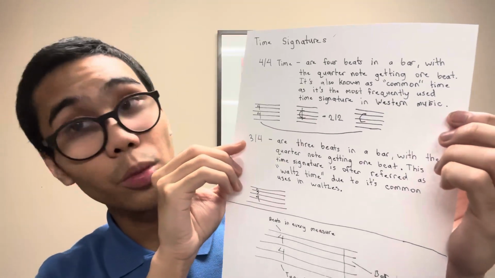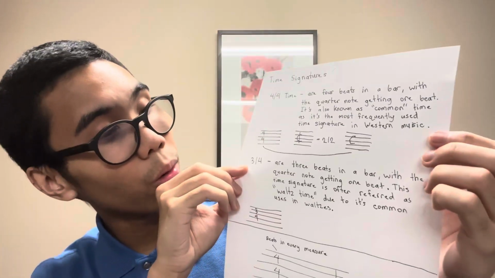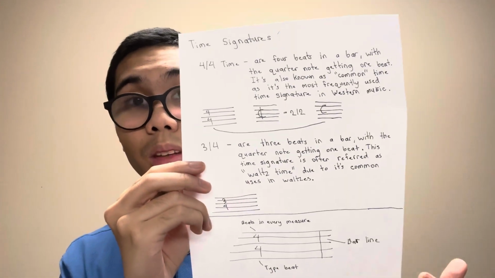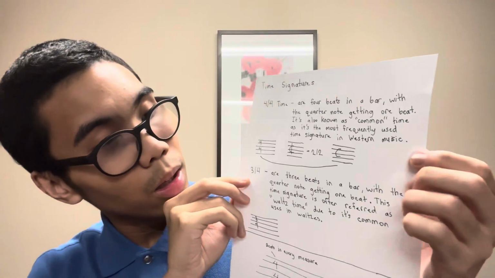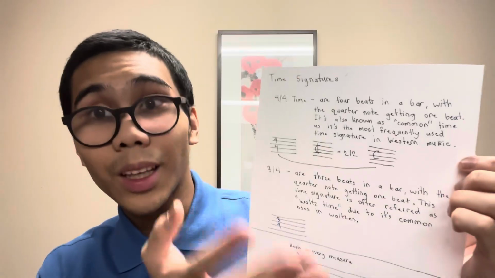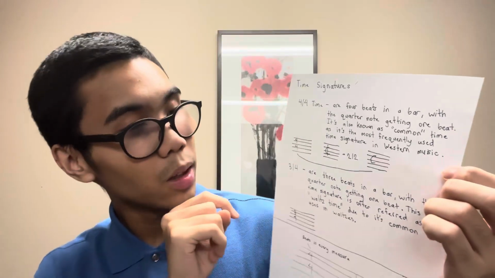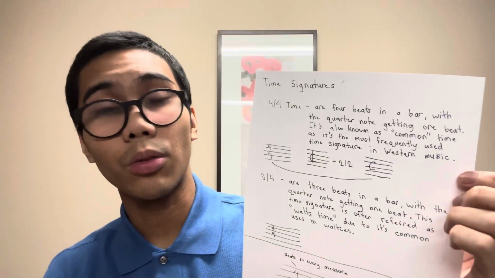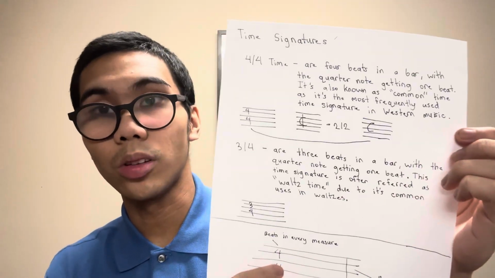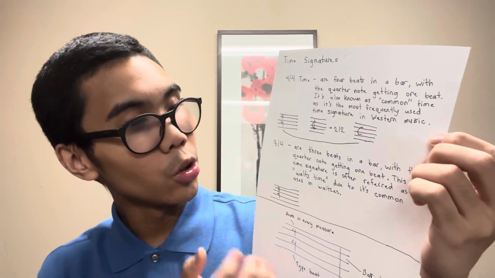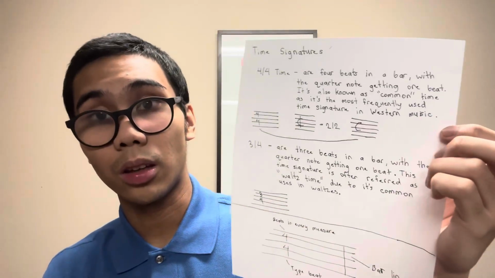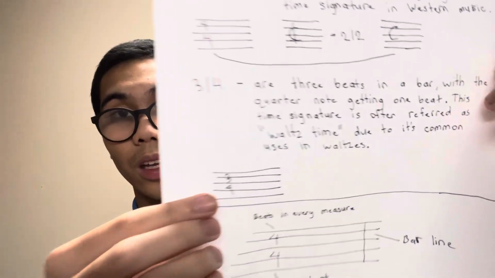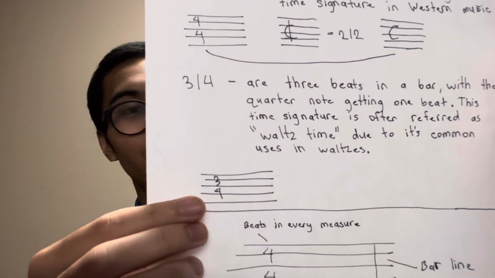Now we move on to the 3/4 time signature, and this one has 3 beats in a bar, with the quarter note again getting 1 beat. This time signature is often referred to as waltz time due to its common use in waltzes. And this is what it looks like on the staff.